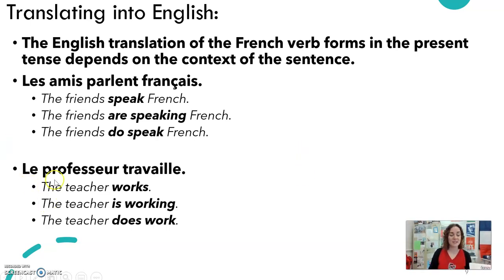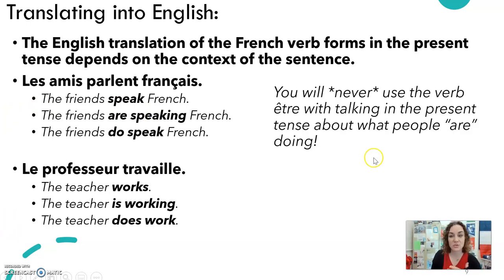So two more examples. Les amis parlent français can mean the friends speak French. The friends are speaking French. The friends do speak French. Is there really a big difference in those three sentences? In my mind, no, it's just people talking right now. It's the present tense, so it's happening right now. The English differences are minimal. One more example, le professeur travaille, the teacher works, the teacher is working, the teacher does work, are all legitimate translations of this sentence.